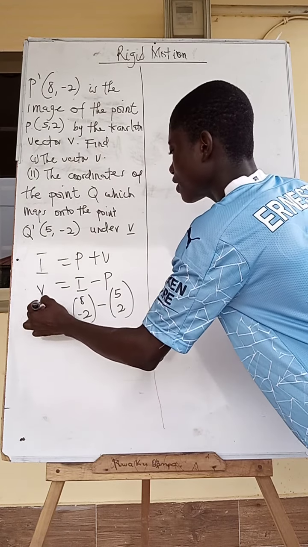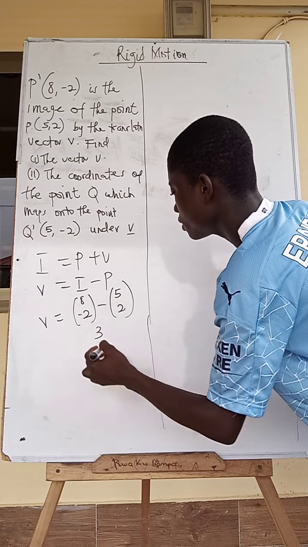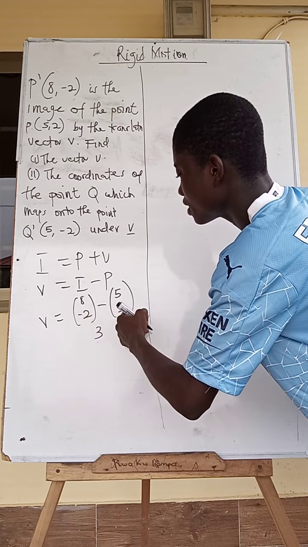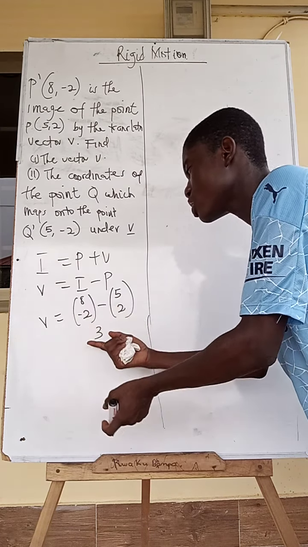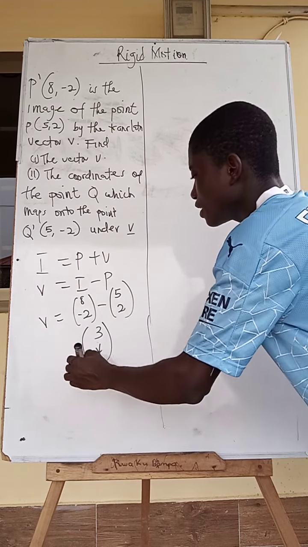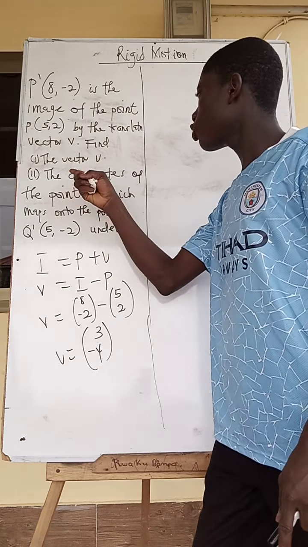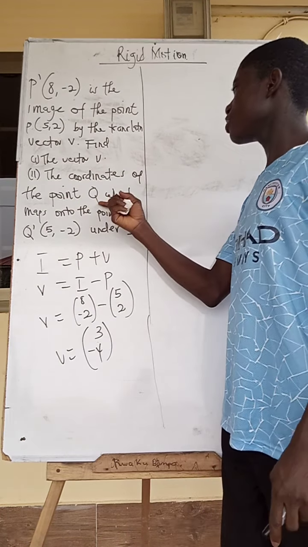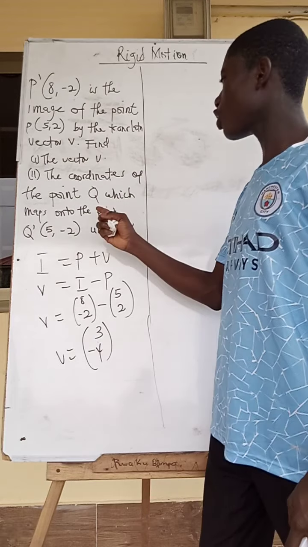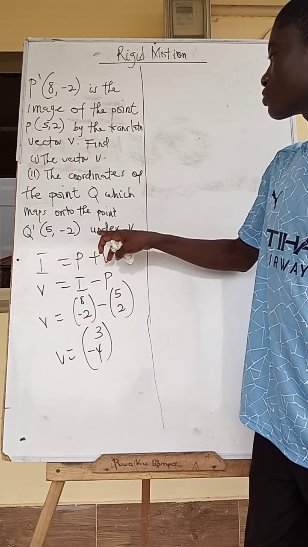So we are finding the vector. 8 minus 5 is what? 3. -2 minus 2 is like you are owing 2, you are also owing another 2, you are owing 4. So 3, -4. So this is our vector. So we are done with the vector. The next question says, find the coordinates of the point Q, which maps onto the point Q prime under V.